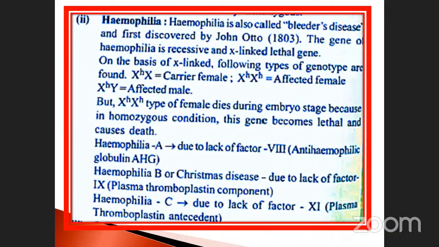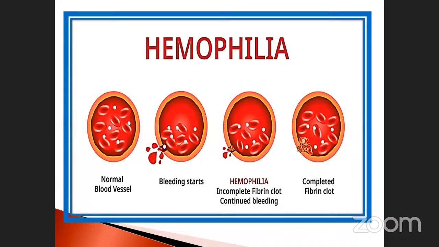You have to take care about the particular girl or boy. Okay, it is not possible. Once the delivery is possible, the parent dies due to the lack of these factors. That's why this is called bleeder disease. Okay, see that next one. This is called hemophilia.